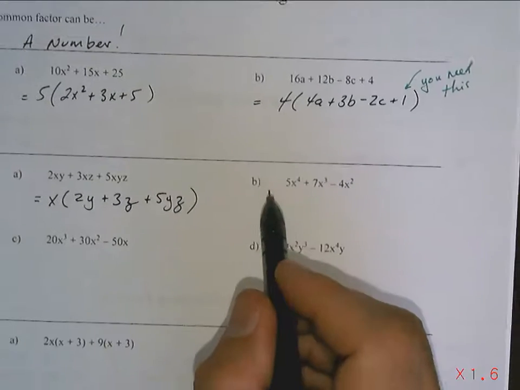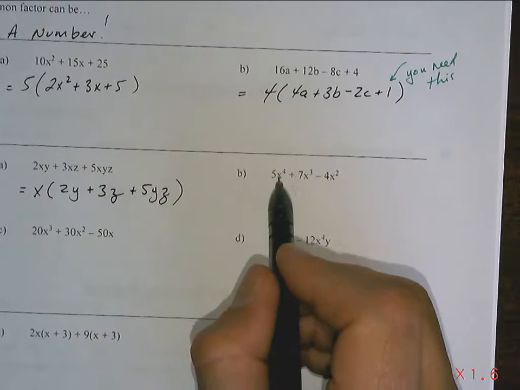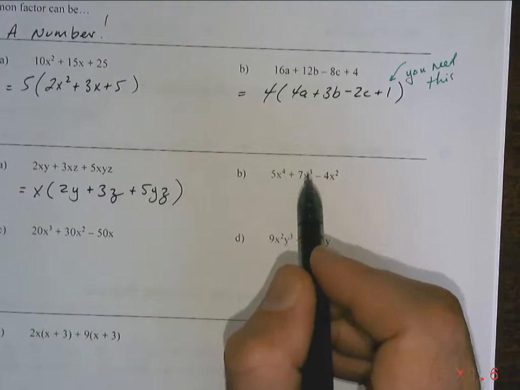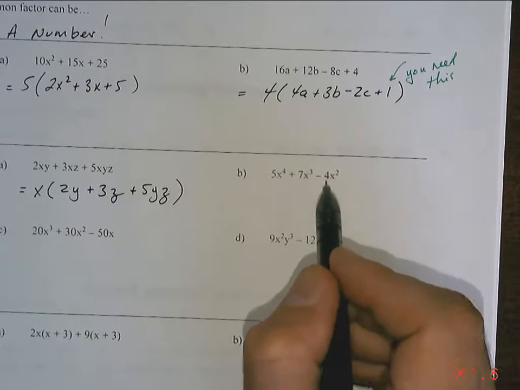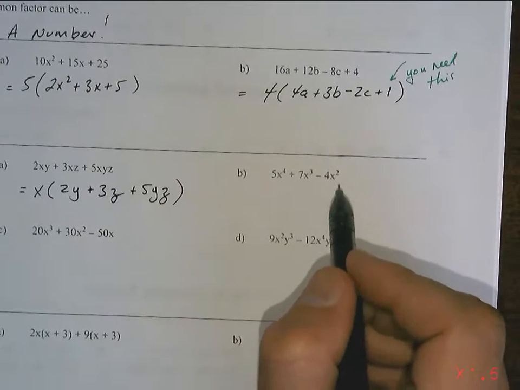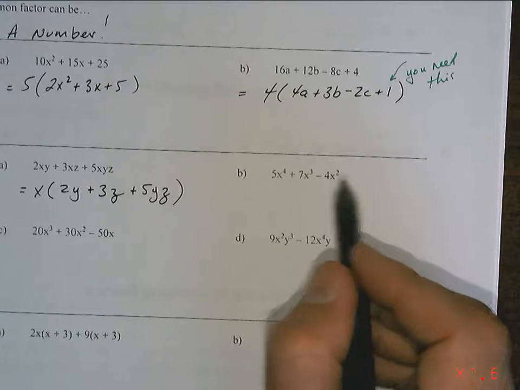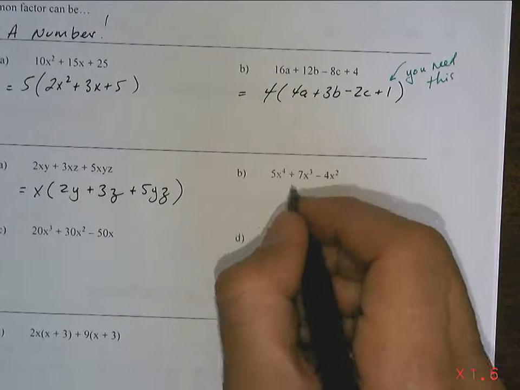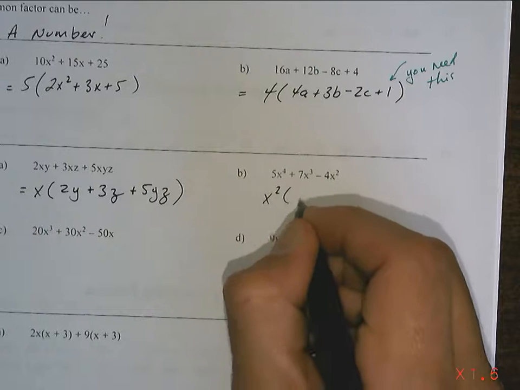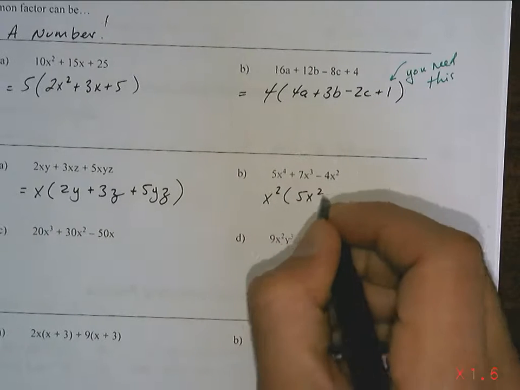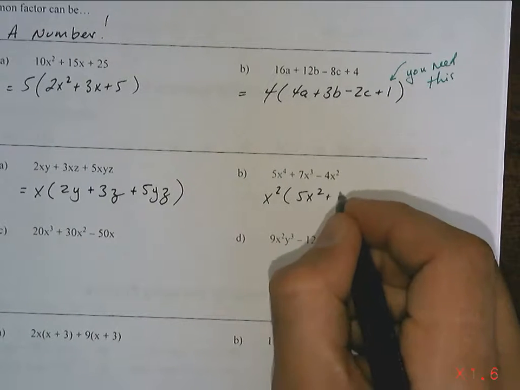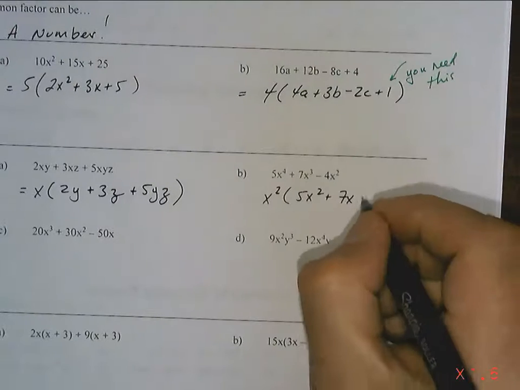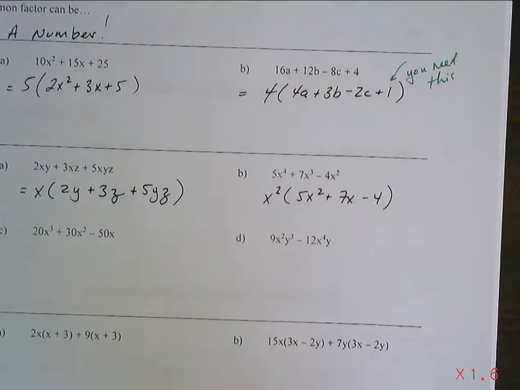Okay, let's see what's next. Well, x to the 4 means x times x times x times x. There's 4 x's here. And x to the 3 means x times x times x. There's 3 x's here. And x squared means x times x. So there's 2 x's here. So how many x's do all of them have? Well, this one has 2, this one has 3, this one has 4. So the most I can take out of all 3 is 2, leaving me with the 2 left over from the 4 when I take 2 away, leaving me with the 1 left over when I take 2 away from the 3, and leaving me with just the 4 because I took both x's away here.